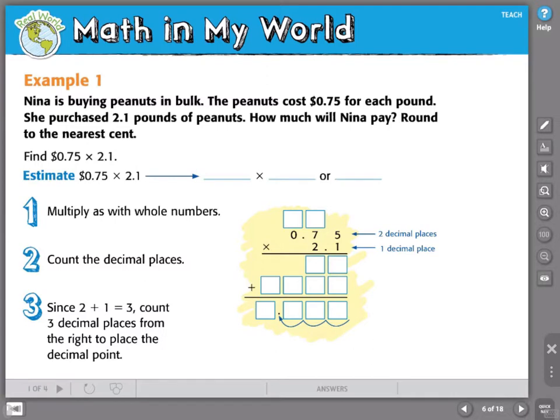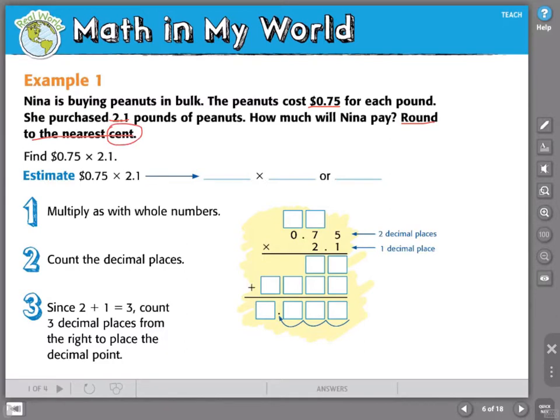In our first example, Nina is buying peanuts in bulk. The peanuts cost 75 cents for each pound, and she purchased 2 1/10 pounds of peanuts. How much will Nina pay? Round to the nearest cent. We'll come back to that one. That one's a bit tricky.